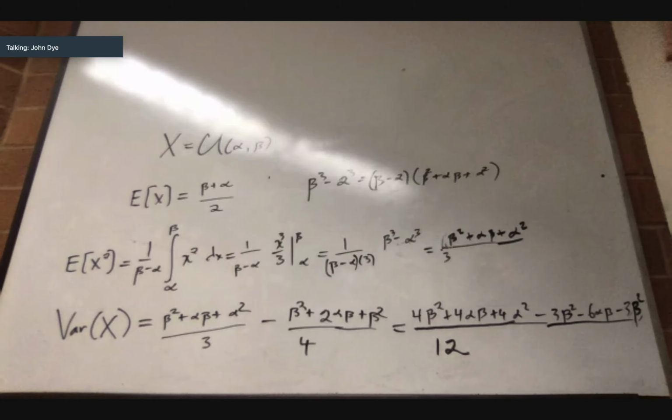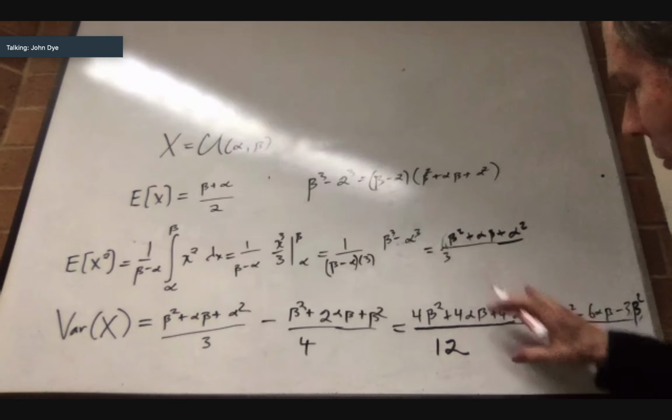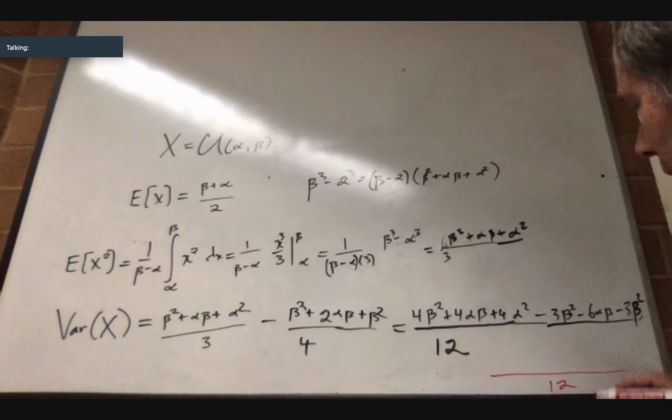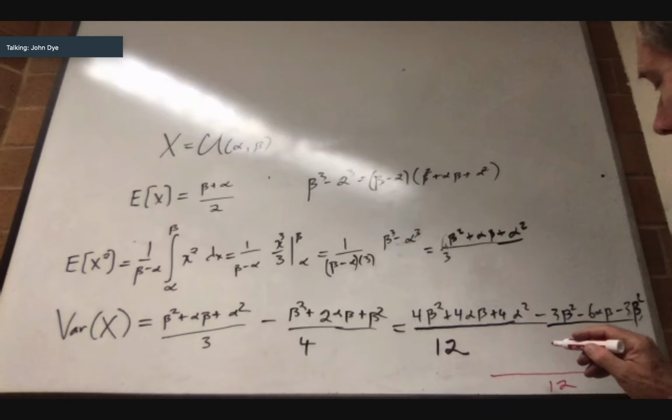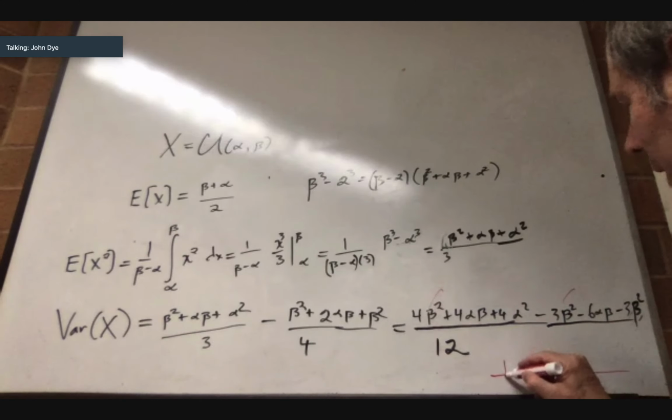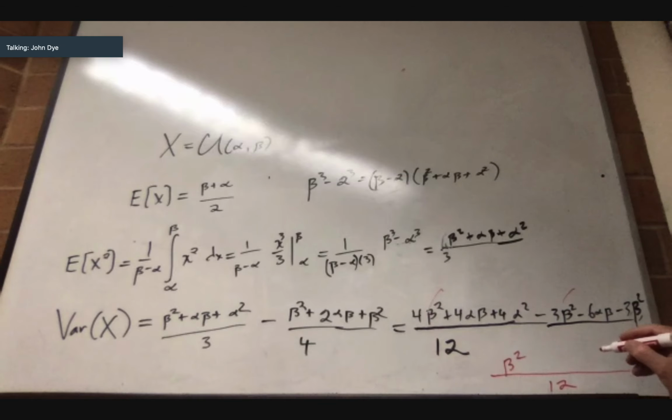Now I've got to cancel some stuff out here correctly, which is the thing. I'm going to have to squeeze in the answer here. I know that in the bottom there's a 12, right? But how many beta squareds do you have? Well, there's 4 beta squared here and minus 3 beta squared. It looks like I have 1 beta squared. How many alpha squareds?